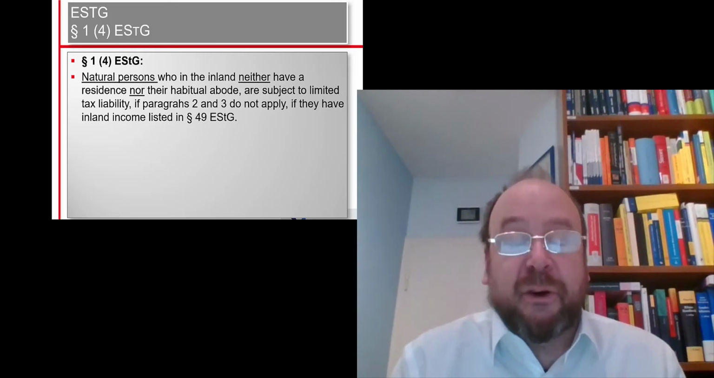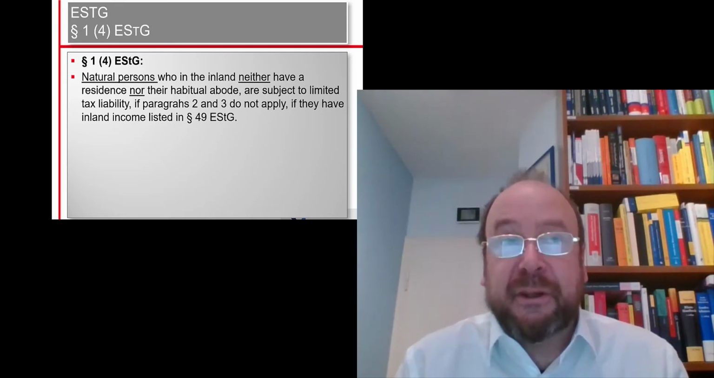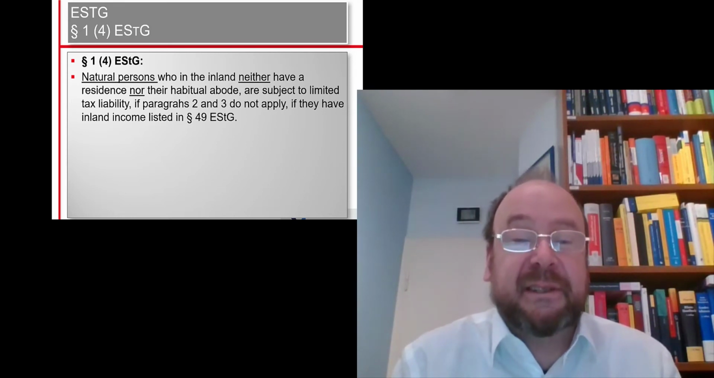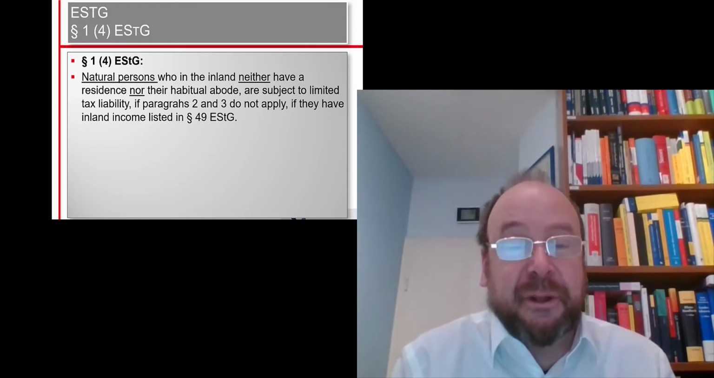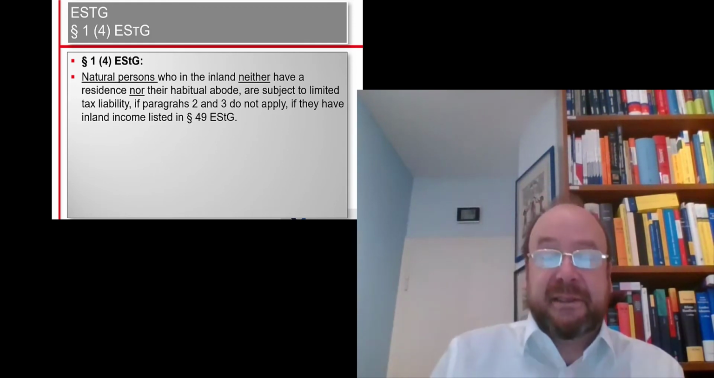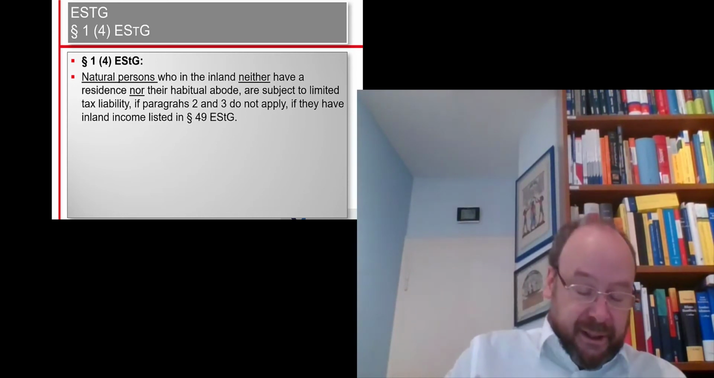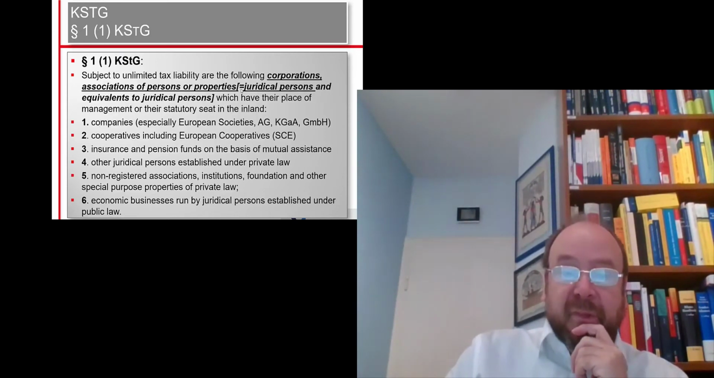So you can always say if you are not subjected to unlimited tax liability, then that person has to be tested according to the rules of limited tax liability. That's clear and simple. Good.